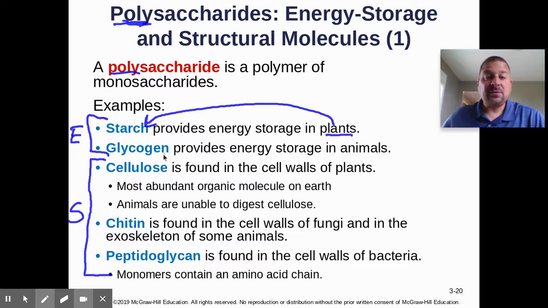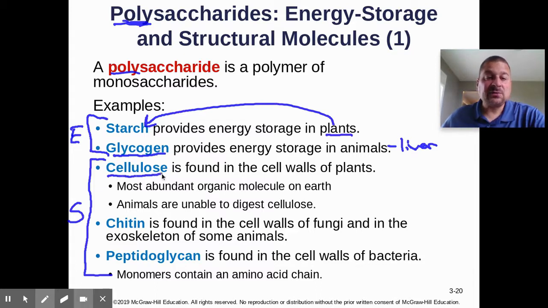In us, in animals, that's glycogen. Okay, we take extra sugars we consume. Our liver strings them together as glycogen. It's a little bit better short-term storage for an animal than just the plain glucoses.